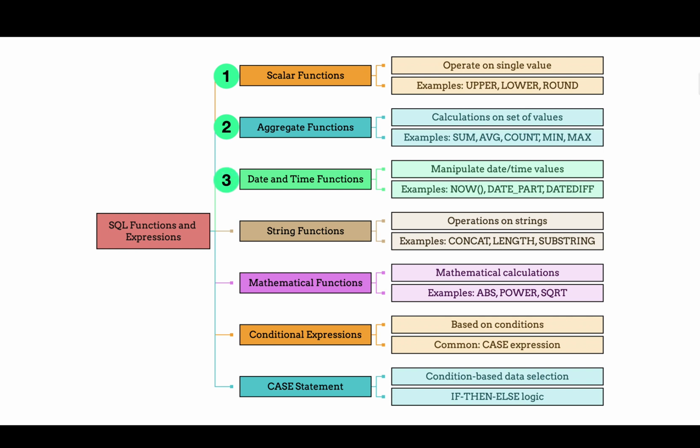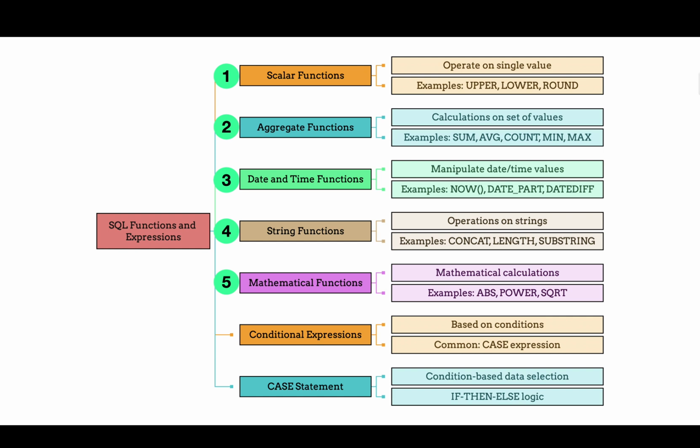3. Date and time functions, extract or manipulate date and time values. Examples include now, returns the current date and time, date_part, extracts a part of a date, and datediff, calculates the difference between two dates. 4. String functions, perform operations on string data. Examples include concat, concatenates two or more strings, length, returns the length of a string, and substring, extracts a substring from a string. 5. Mathematical functions, perform mathematical calculations.